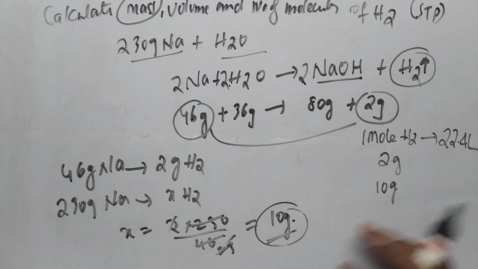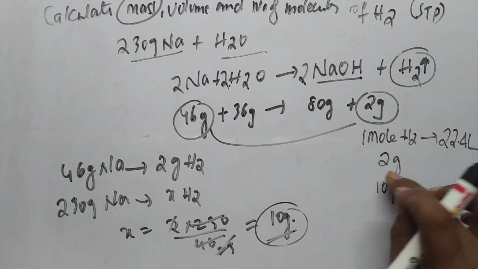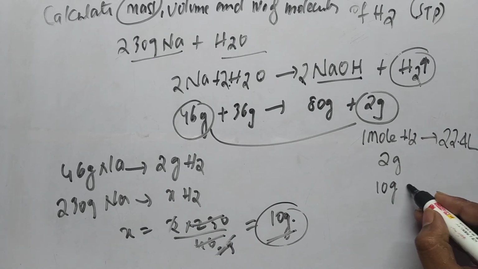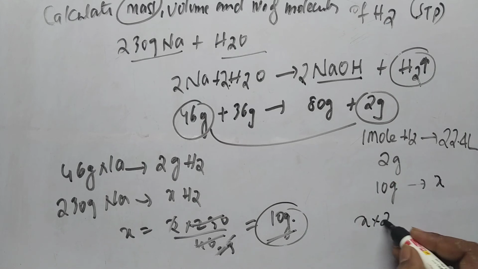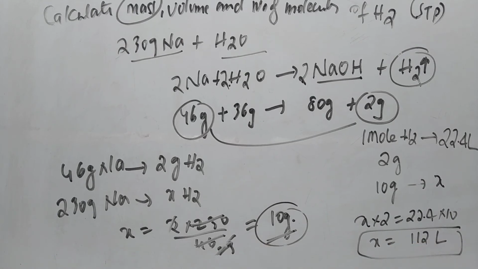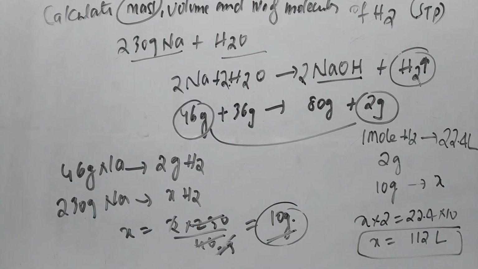So this is the mass to volume relationship. We are comparing that 1 mole of hydrogen whose weight is 2 grams takes 22.4 liters. Now 10 grams will take how much? X. So you multiply X into 2 is equal to 22.4 into 10. If you find the value of X, we'll get 112. If you simplify, we'll get 112 liters of volume required for this 10 grams of hydrogen gas, right? We have calculated the mass is 10 grams, the volume will be 112 liters.